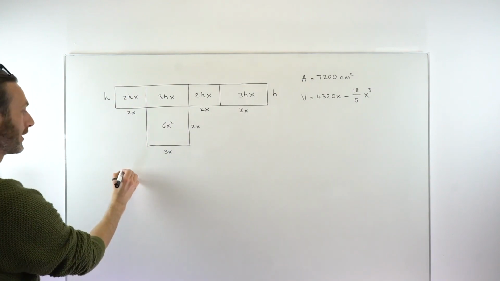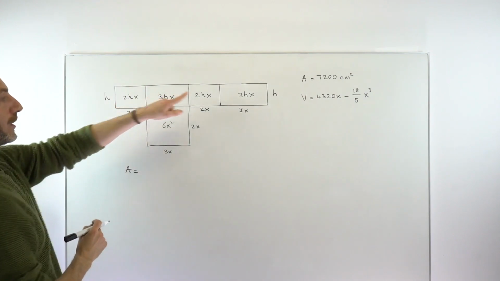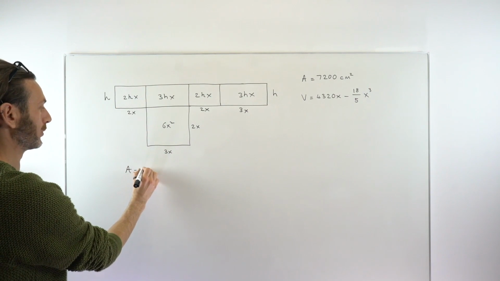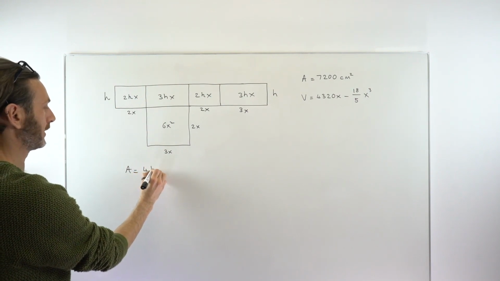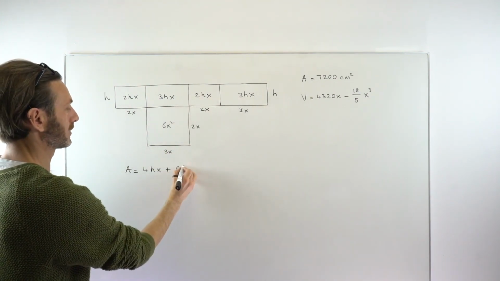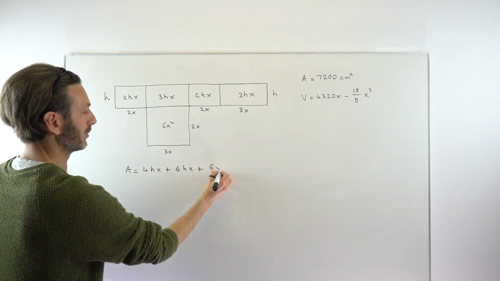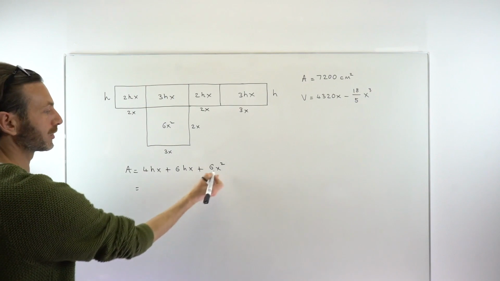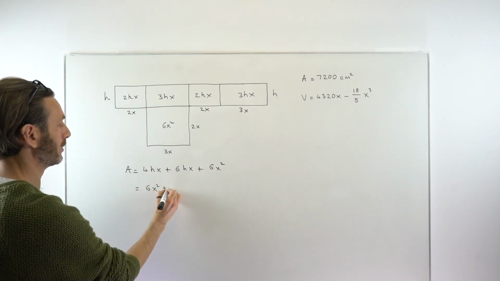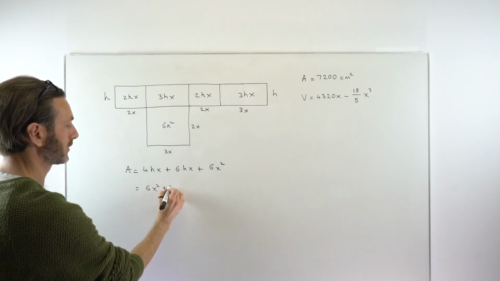We need to make the total area, so we're just going to add those all together. We've got two of these, so you've got 2xh plus another 2xh, or hx, doesn't matter which way you put the variable, so that's going to be 4hx. Then we add to that these two guys, so it's going to be 6hx, and then we've got the final rectangle, so it's going to be 6x squared. Putting our highest power term first, we get 6x squared, adding these together, plus 4 plus 6, so in total plus 10hx.